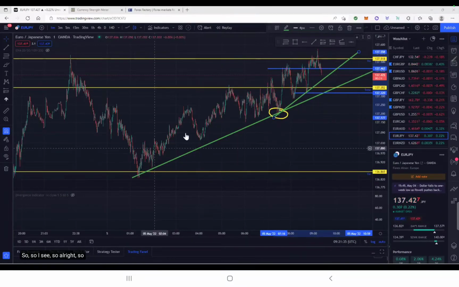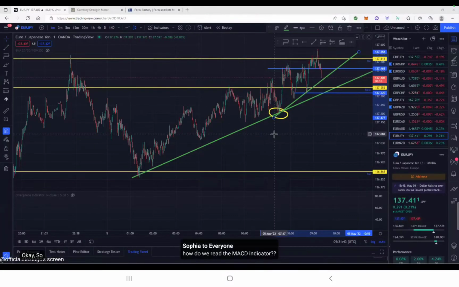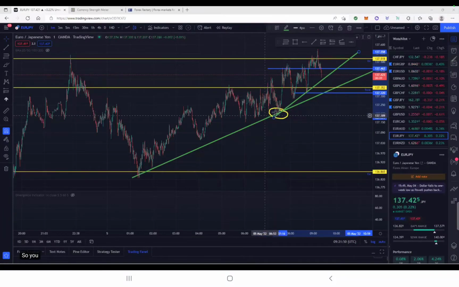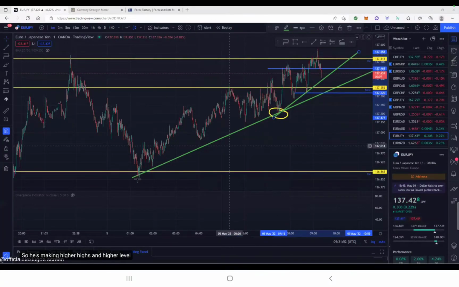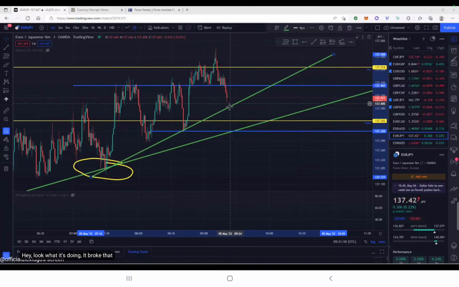So it only tapped twice, right? But I can see that it's making those higher highs and higher lows. Okay, so although it didn't necessarily hit my trend line, I still see that the structure is there for a trend line. So it's making higher highs and higher lows. So that's why I would take it as a trend. Okay, and look what it's doing. It broke that. Okay, and now it's coming down.